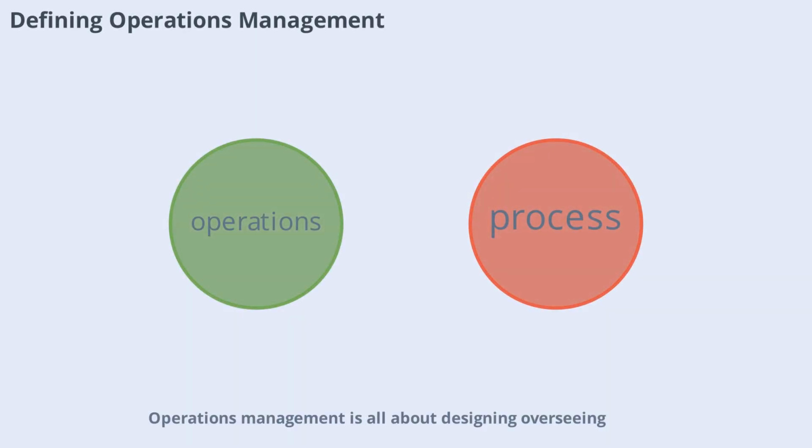Operations management is all about designing, overseeing, and improving business processes. It involves coordinating resources like people, materials, and technology to produce goods or deliver services efficiently. The goal is to maximize productivity while minimizing costs and waste. Operations managers analyze workflows, set performance standards, and ensure that every part of the process aligns with organizational goals. By focusing on continuous improvement, they help businesses adapt to changing market demands and technological advancements.